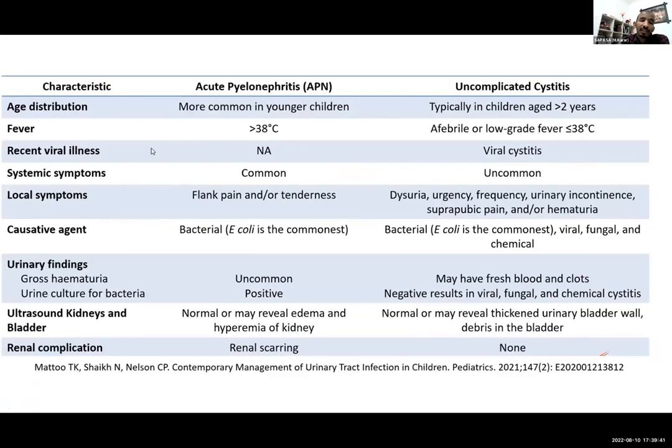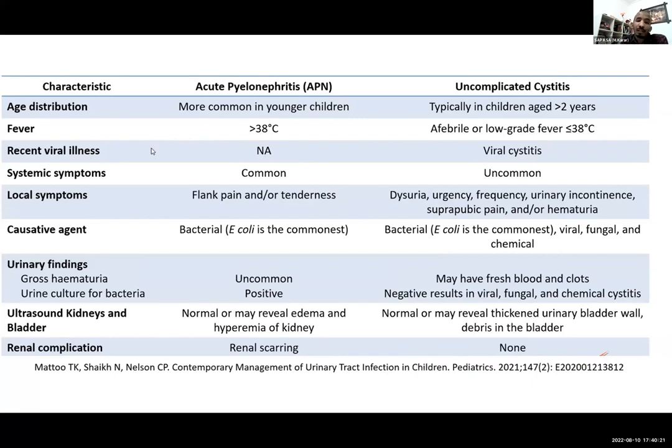Important differentiation in UTI, we need to differentiate between two conditions: acute pyelonephritis and uncomplicated cystitis. This is very important. A child presenting with features of a severe sick child, lethargic child, high-grade fever with flank pain or tenderness, and shivering, most likely might have acute pyelonephritis. And in this case, the management is different from simple or uncomplicated cystitis.